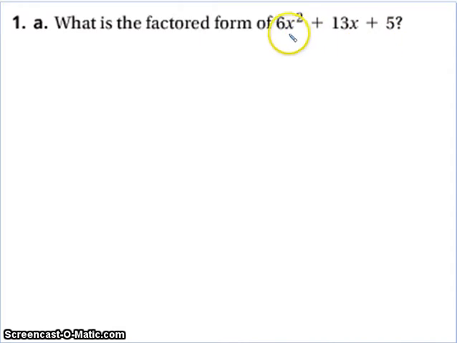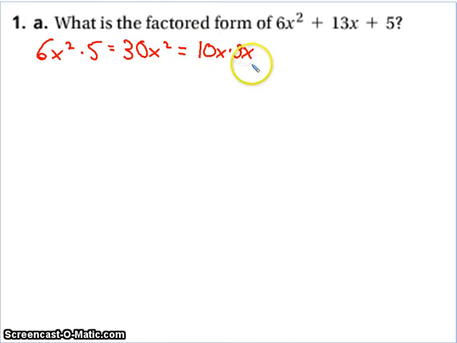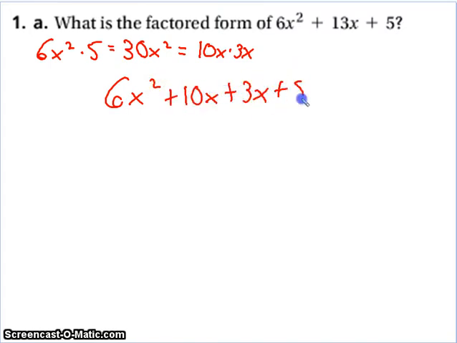I'm going to multiply these two parts together. 6x squared times 5, I get 30x squared. Okay. I want to find out what two numbers multiply together to give me 30x squared, but add to give me 13x. So 10x and 3x. Okay. So I'm going to rewrite this problem, removing the 13x. 6x squared plus 10x plus 3x plus 5.